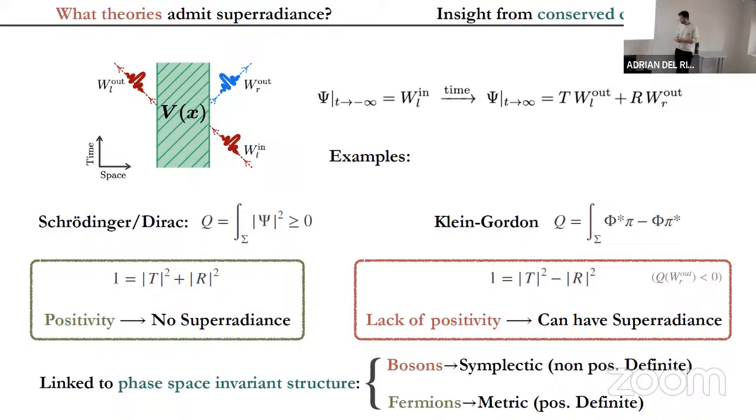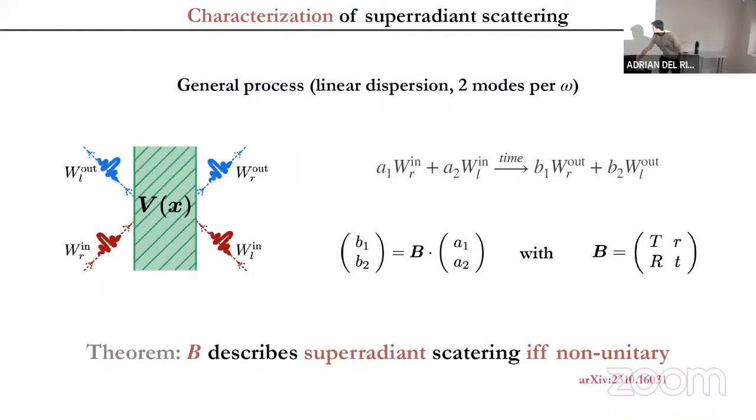Also, if you want, you can relate this again to the structure, because the way you normally quantize canonically is you take the invariant structure of phase space and then you define commutators or anti-commutators with Poisson or pseudo-Poisson brackets, depending on the theory, right? So this is just a technical remark.